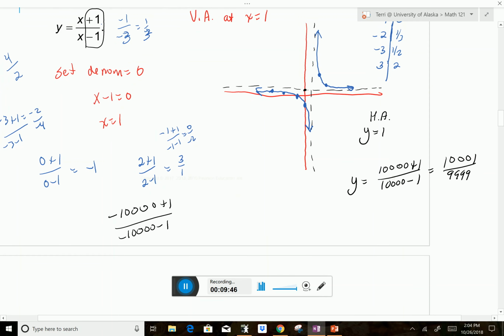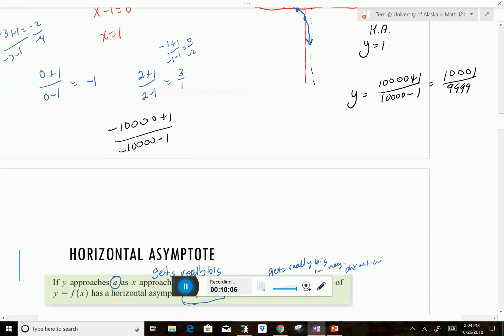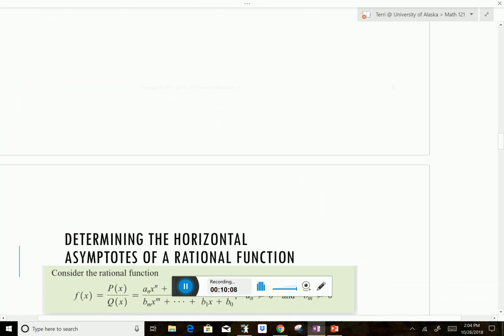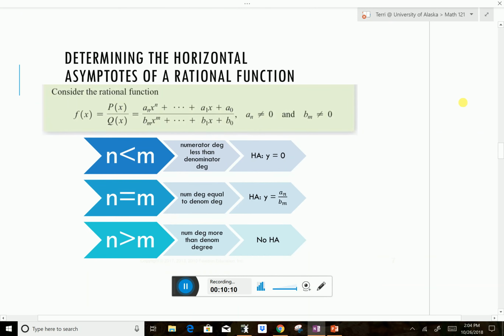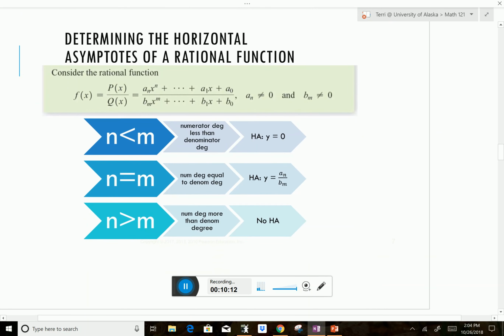All you're looking at is what we call the dominating terms, and the dominating terms are the x's. If I make x go really, really big, 1 and negative 1 become like nothing. If I'm at 10 trillion, what's 1? Very little, right? Adding 1 and subtracting 1 means nothing. So this gives me a way to determine horizontal asymptotes of a rational function.